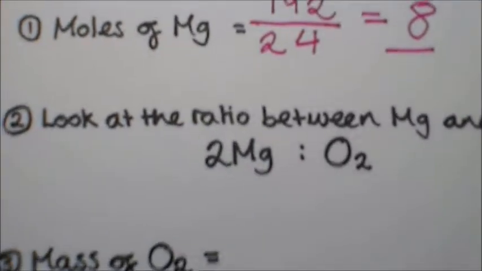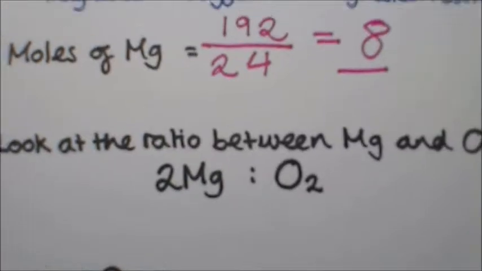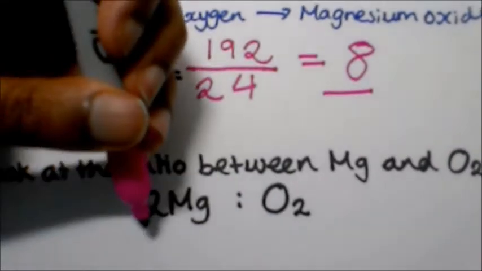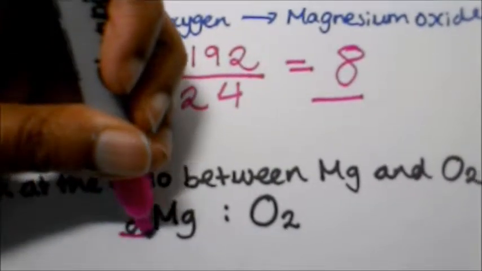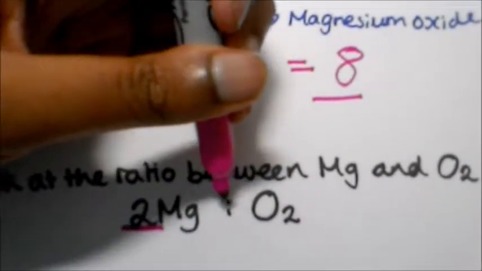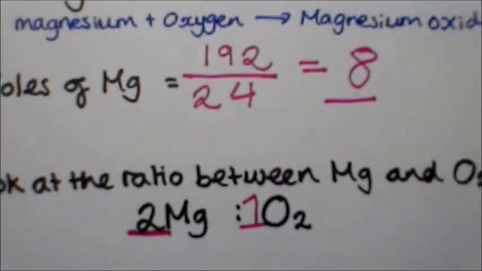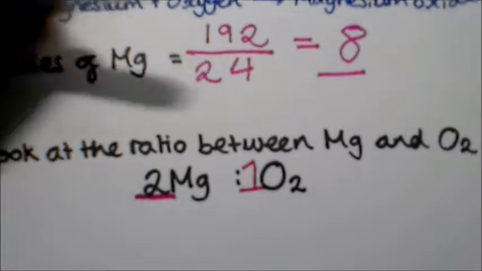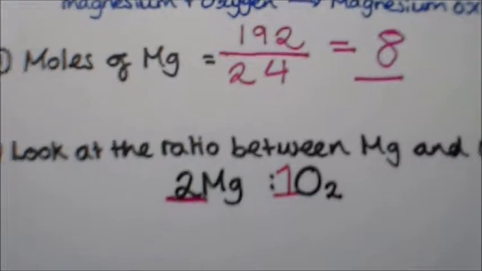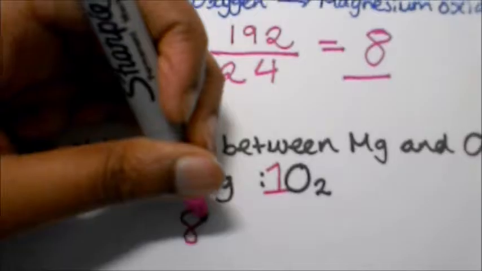Now, step 2, we look at the ratio between magnesium and oxygen. As you can see, I set it out like this so it can be really clear to the examiner. We have 2 moles of magnesium and 1 mole of oxygen. I'll just put 1 to make it easier. So it's practically 2 to 1. Because we know that there are 8 moles of magnesium, we can write 8 underneath, like so.